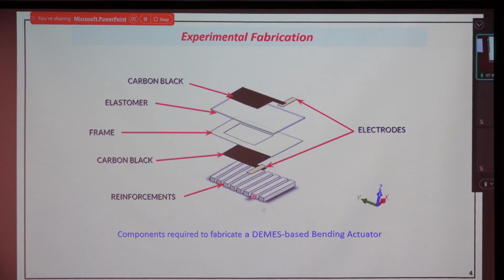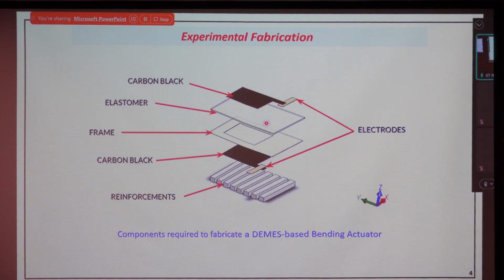So if you see here, these are the different ingredients, or components, you require to fabricate a DMS based actuator. We again start with the very basics. For example, if you want to fabricate a simple bending actuator having a rectangular cross section with a rectangular active area, or rectangular electrode, what are the ingredients required? The first and most important thing is the dielectric elastomer membrane, and that too in the pre-stress state.